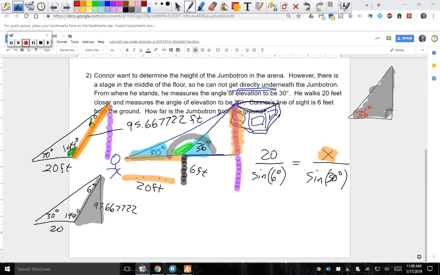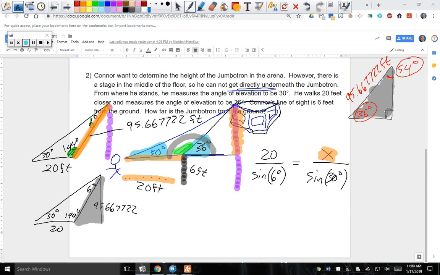You know that the hypotenuse, the H, is 95.667722 feet. You see what we're doing now? But you know the other angle too. What would this angle be? 54 degrees, because all three add up to 180.